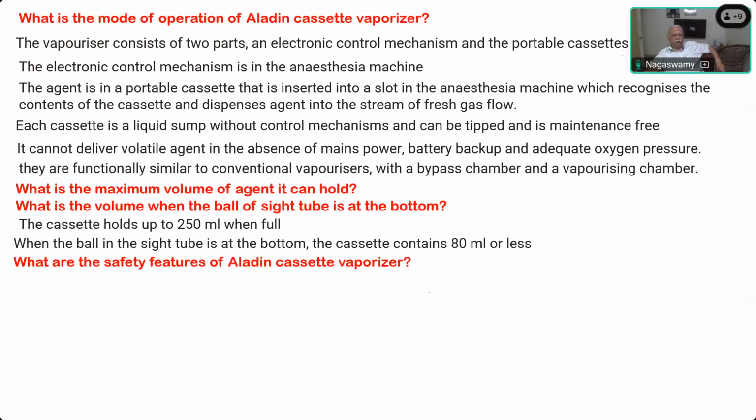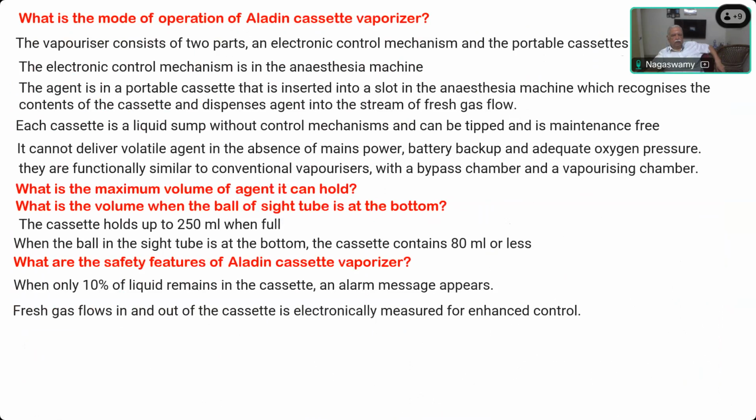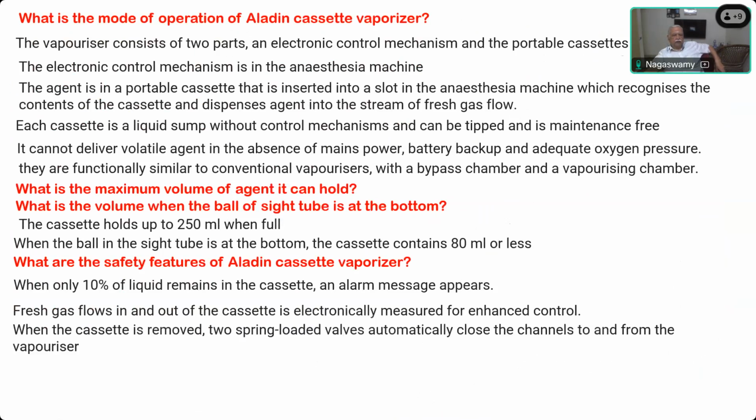The safety features of Aladdin are: when only 10% of the liquid remains in the cassette, an alarm message will appear to tell you that you have to refill the cassette. Fresh gas flow in and out of the cassette is electronically measured for enhanced control. When the cassette is removed, two spring-loaded valves automatically close the channels to and from the vaporizer so that there is no leak. In an error situation, the valve operates to cut off anesthetic agent completely.